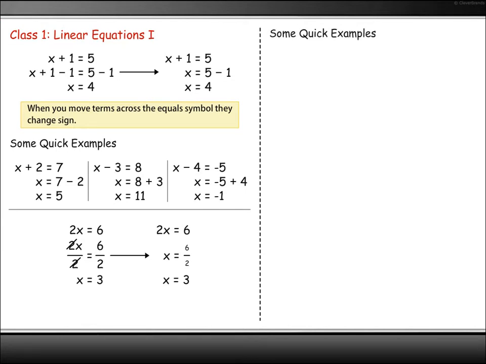Let's do some quick examples. Solve 3x equals 12. Divide both sides by 3, giving a solution of x equals 4. In the next example, solve 2x equals minus 10. Divide both sides by 2 to give a solution of x equals minus 5.